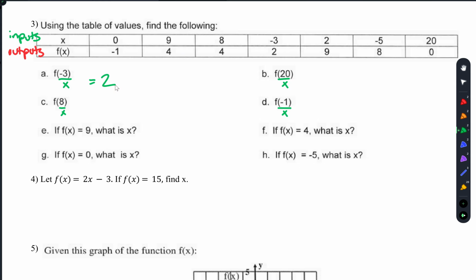Rocket science. Letter B, I look for where my x value is 20. My answer should be the one right below it. It's 0. C, my x value is 8. Here's my x value is 8. My output is 4. Letter D, f of -1. Do I have f of -1 in here? No, so there's not enough information.